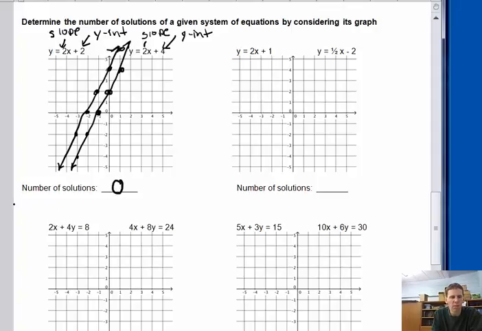There are 0 solutions because if you have graphs that have the same slope, if they're lines with the same slope and different intercepts, you will never have any solutions.